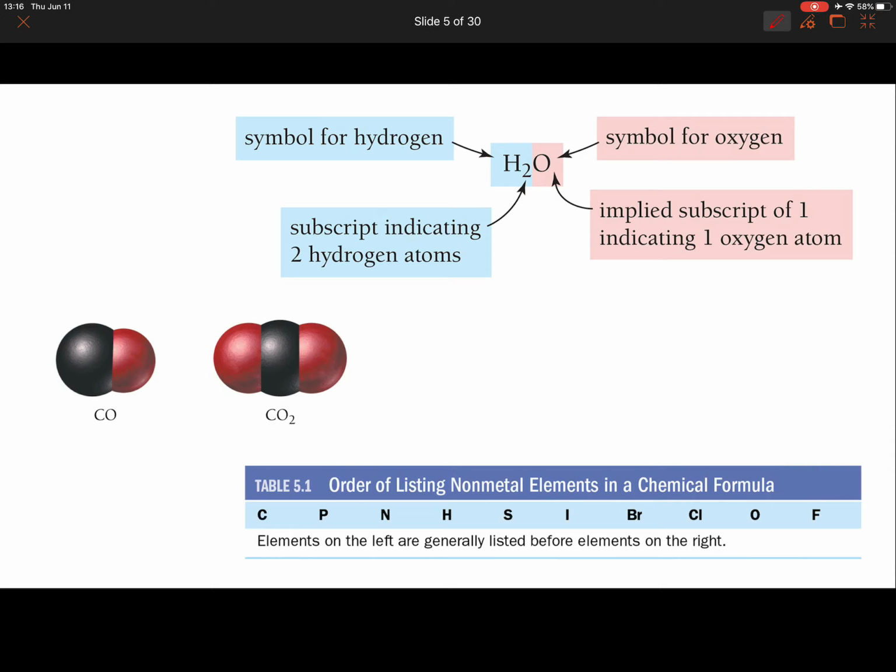With chemical formulas, what I was going to say is we follow some rules. We tend to follow some rules. We put certain elements in front. We always list metals before nonmetals.